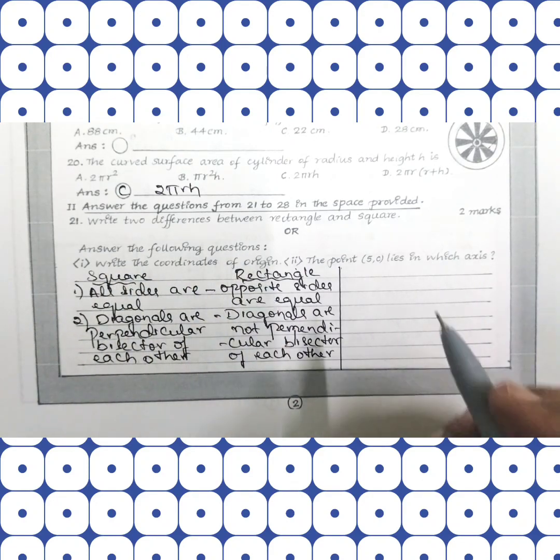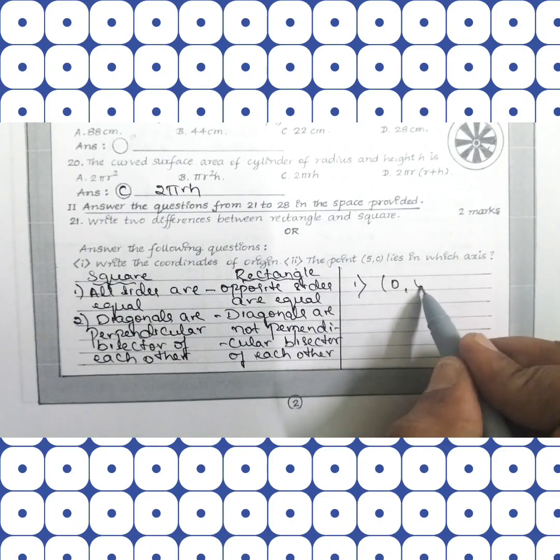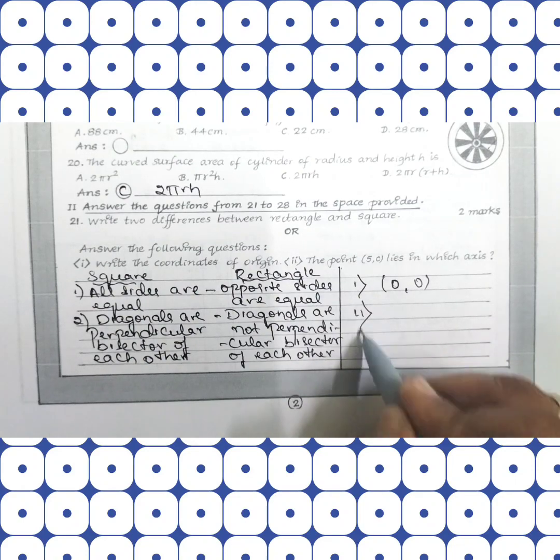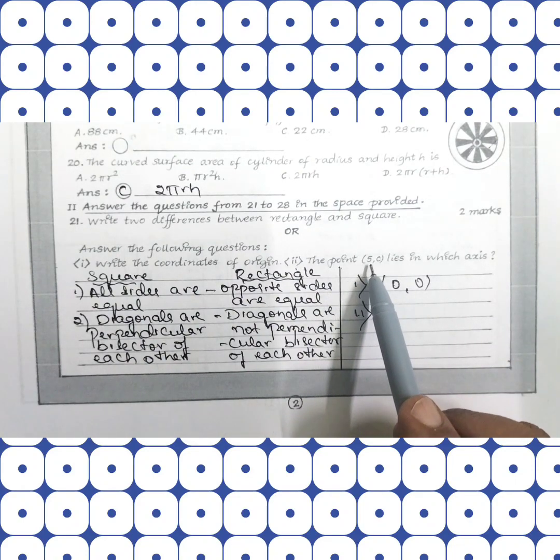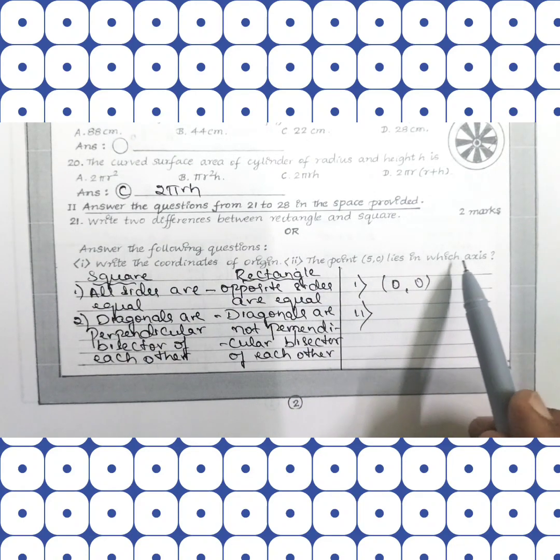Now let us answer the internal choice question. Write the coordinates of the origin. The coordinates of the origin is 0, 0. Now let us answer the second question. The point 5, 0 lies in which axis?